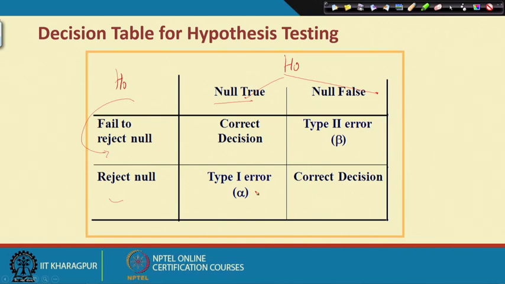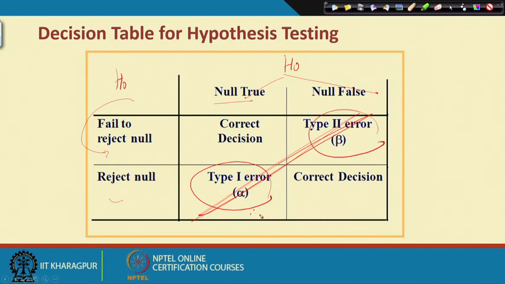So, now the false null hypothesis is accepted. That is what is called a type 2 error, otherwise it will be the correct decision. Technically, it is the game between this particular diagonal. Here, alpha is one component and beta is another. Alpha is called a type 1 error.